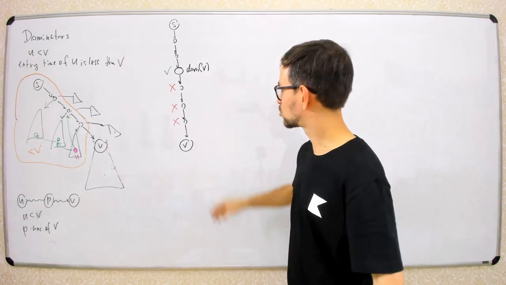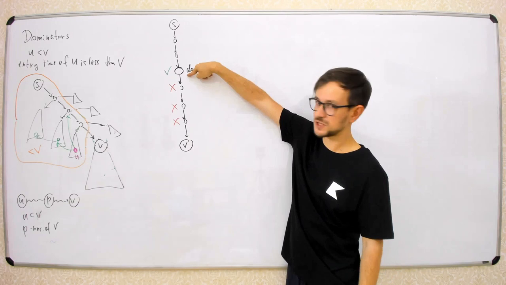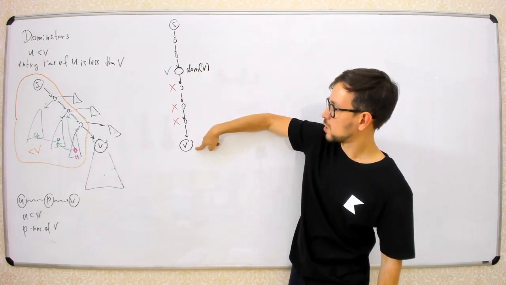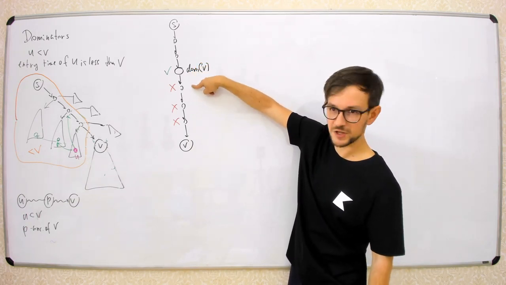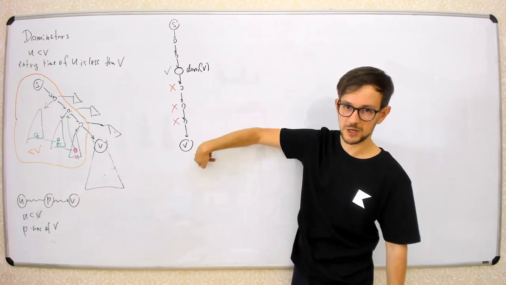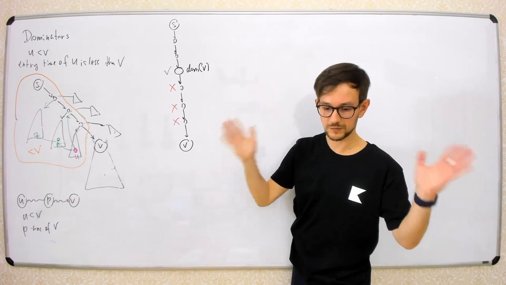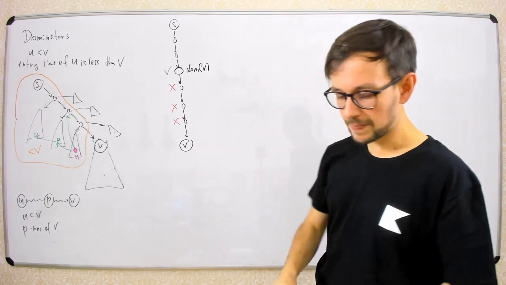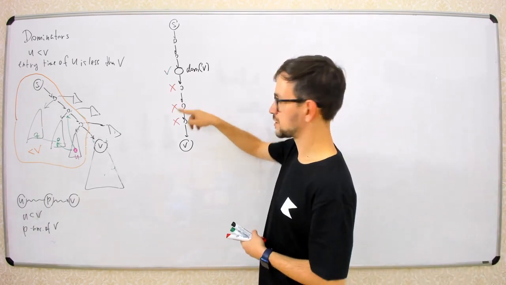So if we want to find the closest dominator for node V, we need to prove that all these nodes are not the dominators of V. And this node is a dominator of V. Then this node is the immediate dominator of V. That's the plan. Now, how to prove that some node is not a dominator of V?